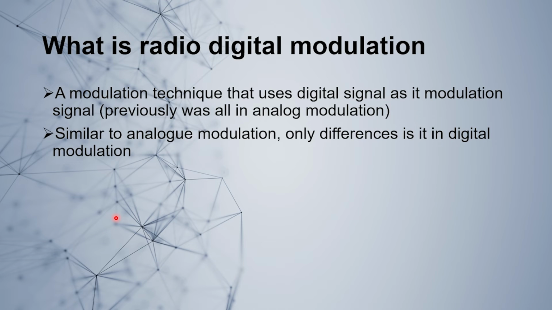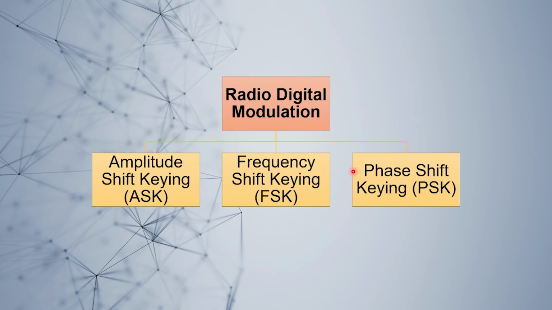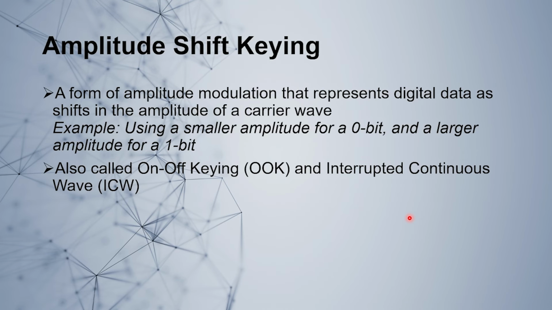So just like our previous example, it is pretty similar, but the only difference is that in this radio digital modulation, we use a digital signal as its incoming signal, or we can say as its information signal. In this radio digital modulation, we have three main types of modulation technique, namely amplitude shift keying (ASK), frequency shift keying (FSK), and phase shift keying (PSK).